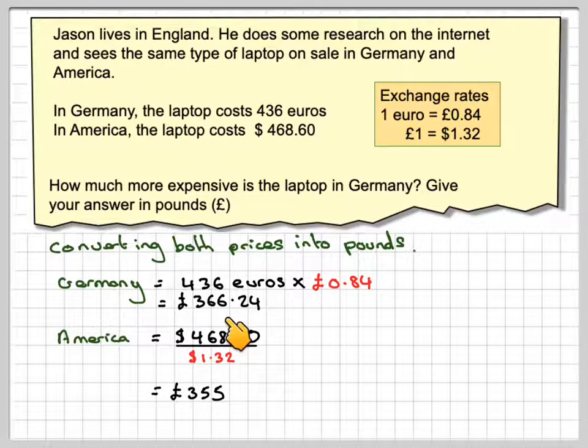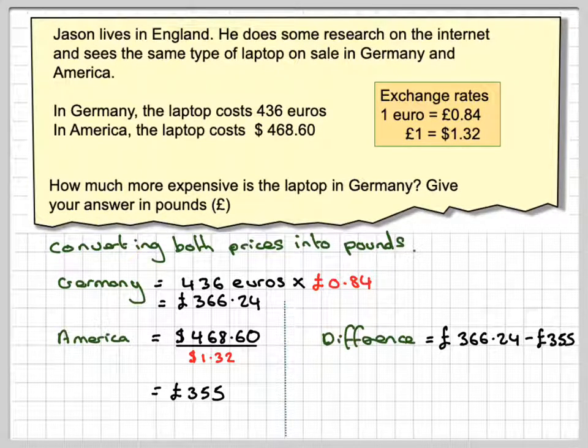So therefore it's more expensive in Germany. So the difference will be £366.24 minus 355, which gives me 11.24. So it is £11.24 more expensive to buy in Germany.